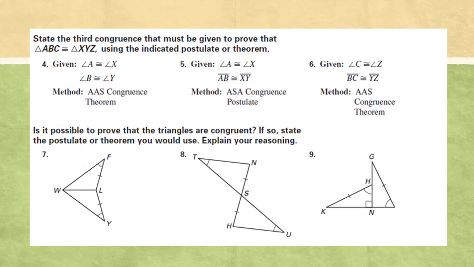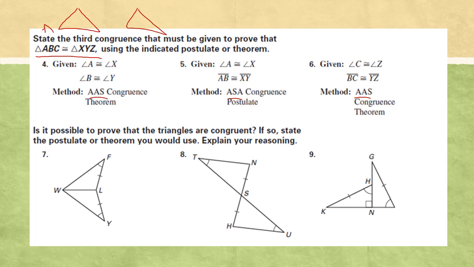Okay, so a nice way to challenge students is to make them use a certain method. What it's going to require from you is drawing an accurate picture. So state the third congruence that must be given to prove that these 2 triangles are congruent using the indicated postulate or theorem. So an accurate picture is important, and you need to do a new picture probably for each one, just because you're going to mark it. So using your own paper, and me using the space that I have on here.